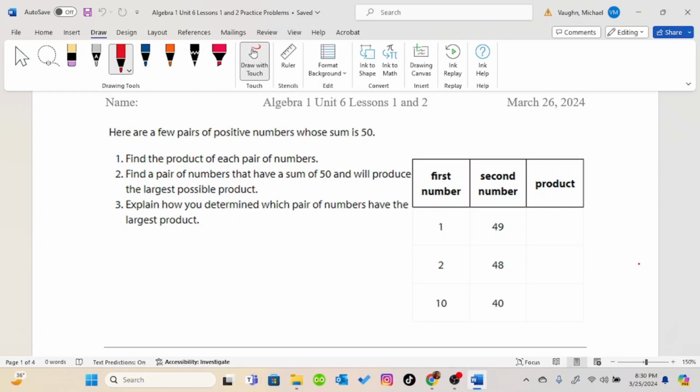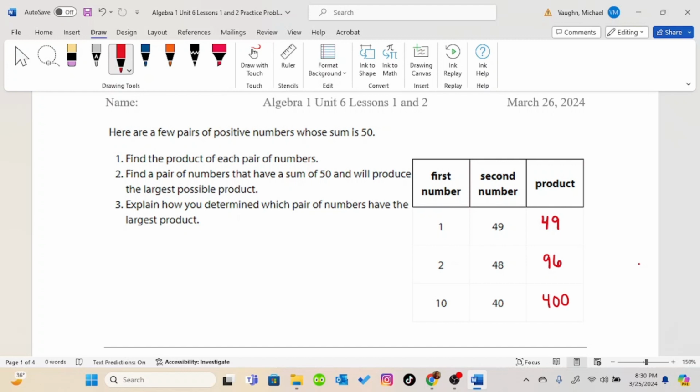So 1 times 49 is 49. 2 times 48 is 96. And 10 times 40 is 400.